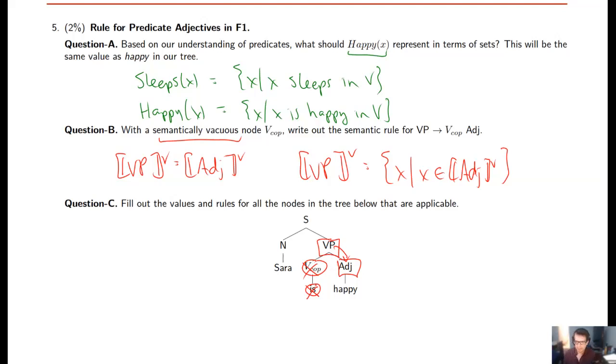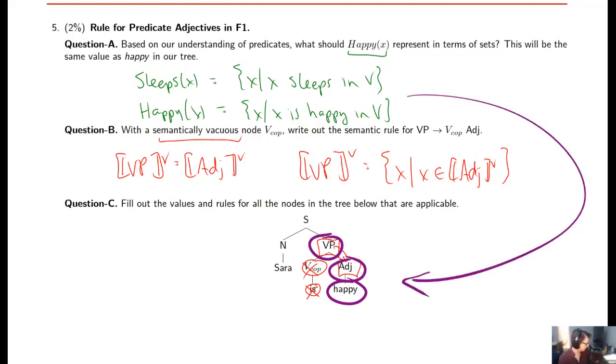And then for question C, if you do it node by node, happy, adjective, and the VP are all just this. And then the sentence and Sarah are what you've done before. So you can see that in the solutions, but that's how you would run through questions A and B. And question 7 was exactly the same. So 7 was a linguist. So the set of X such that X is a linguist in V. The VP is now equal to NC, and then the tree works out the same.